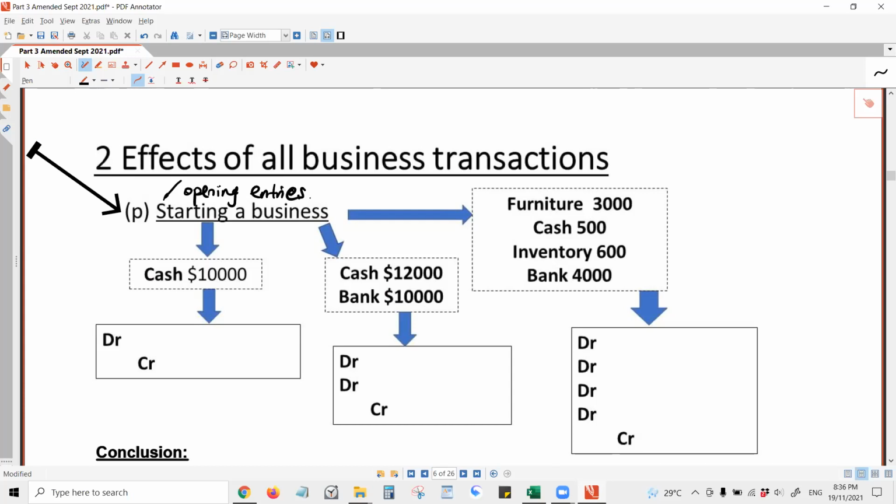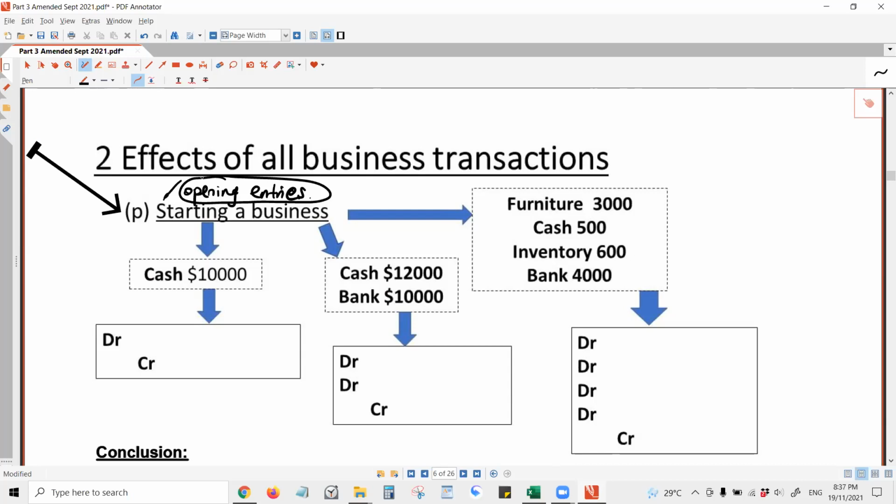Okay, it's also known as opening entries, meaning when you start a business, how should you do the double entries in your accounting? When you're just starting a business, before you start your business, your business should be empty, right? Your business should be empty, even before you start. Therefore, when you start a business, logically you should put things into the business.